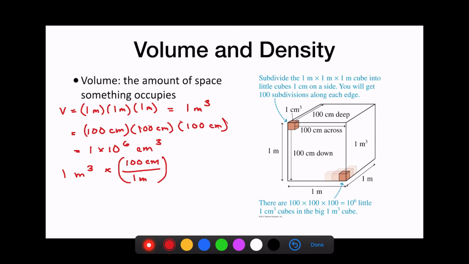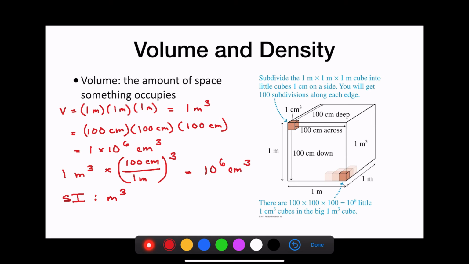If we take our 1 meter cubed volume, and we know there are 100 centimeters in 1 meter, I can create my conversion factor. But because I have meters cubed, I need to cube my conversion factor. If I do that, then basically I'm doing 100 centimeters times 100 centimeters times 100 centimeters. So that'll get me my 10 to the 6, or 1 million, centimeters cubed that I had before. Again, the SI unit of volume is meters cubed. You may see some other volumes. Just make sure that you do that calculation for each of the dimensions when you're doing your unit conversions.